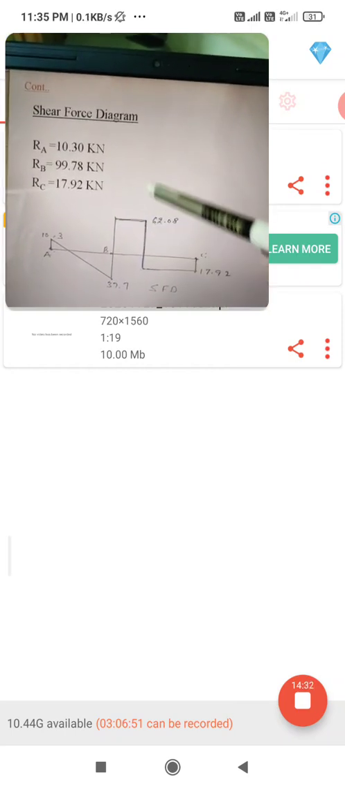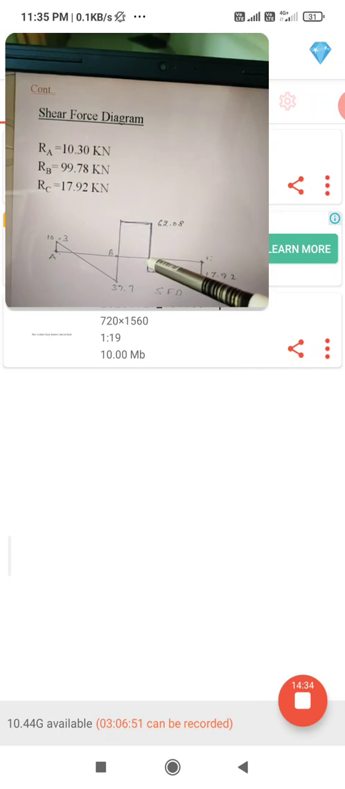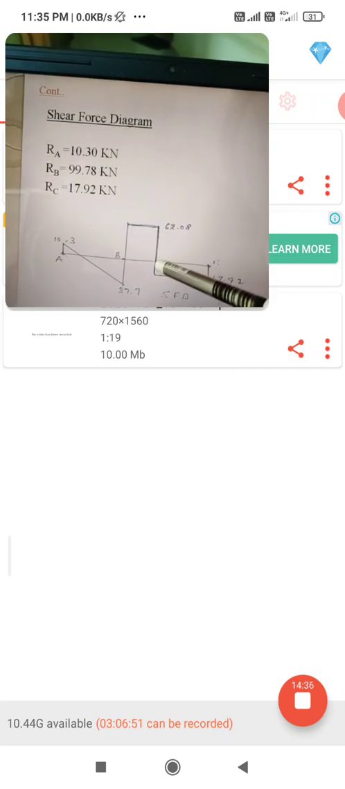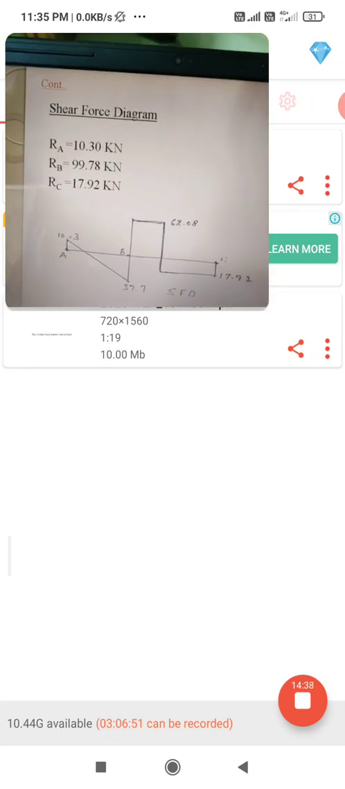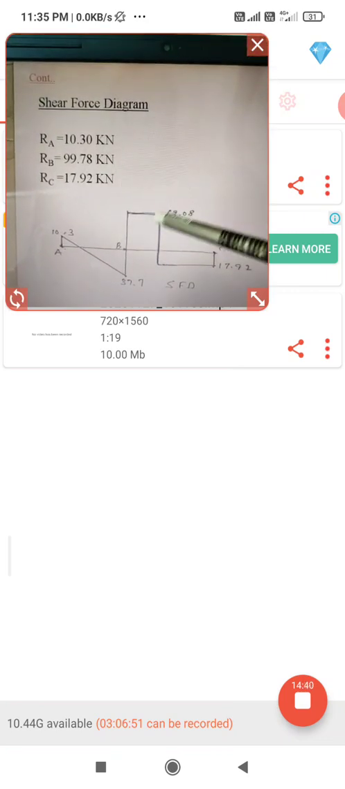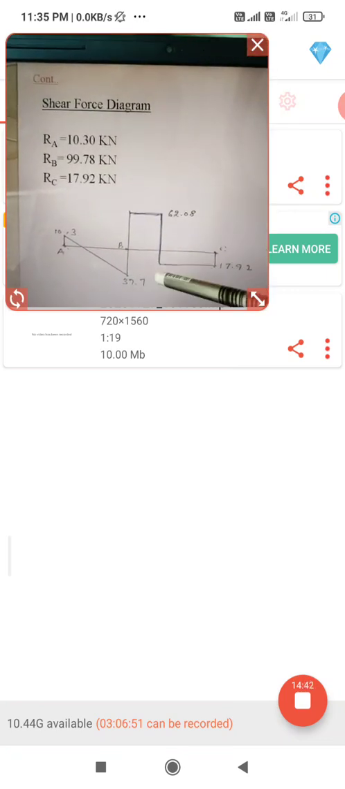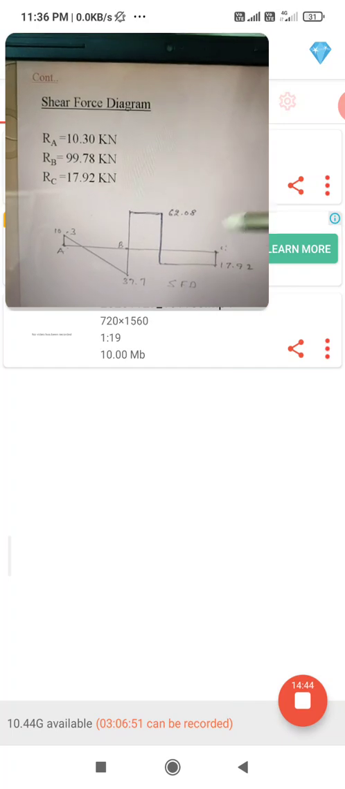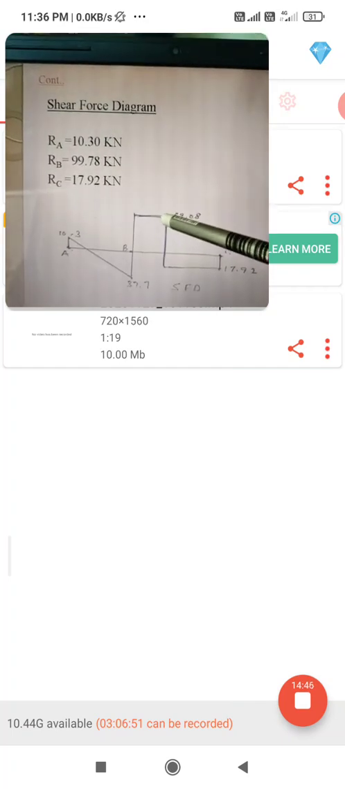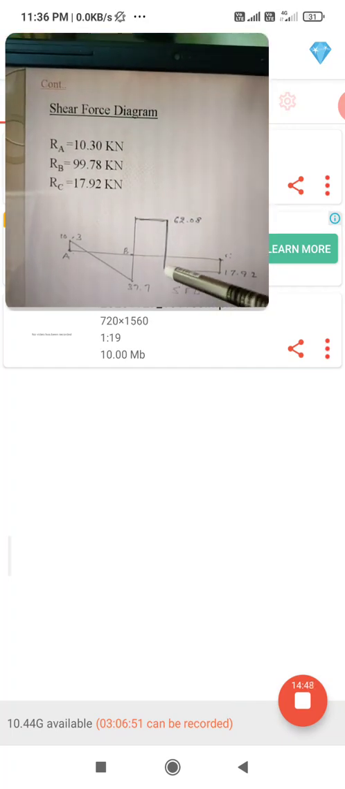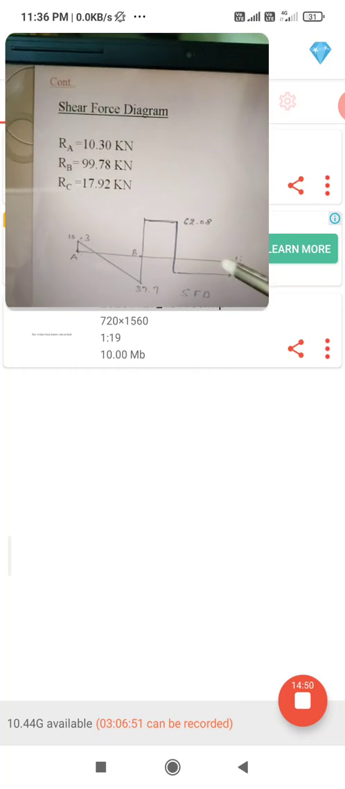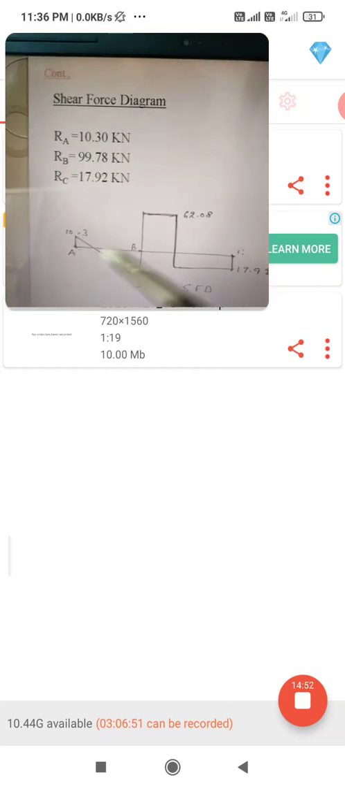Why a straight line? Because we have a point load here. Straight line, 62.08. Now what is the total? Total is 80. 80 minus 62.08, so you will get 17.92. So this is the standard shear force diagram.